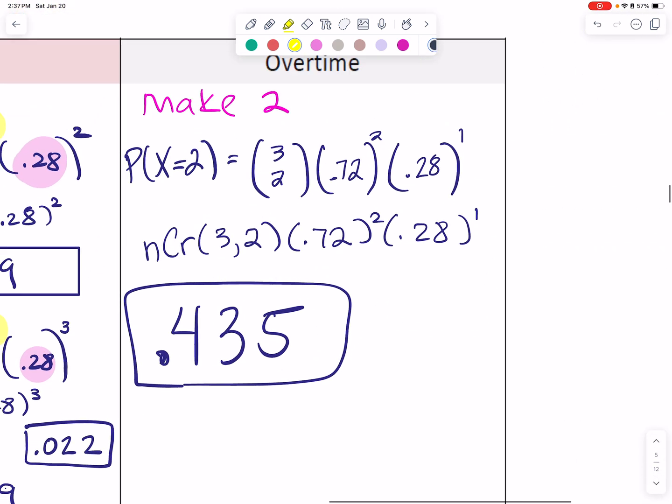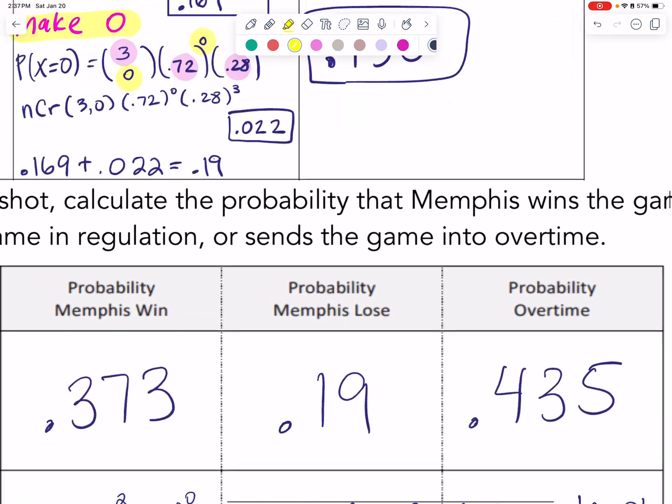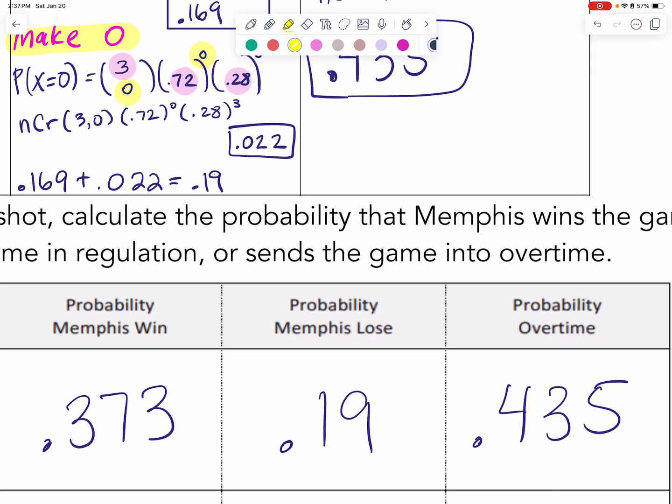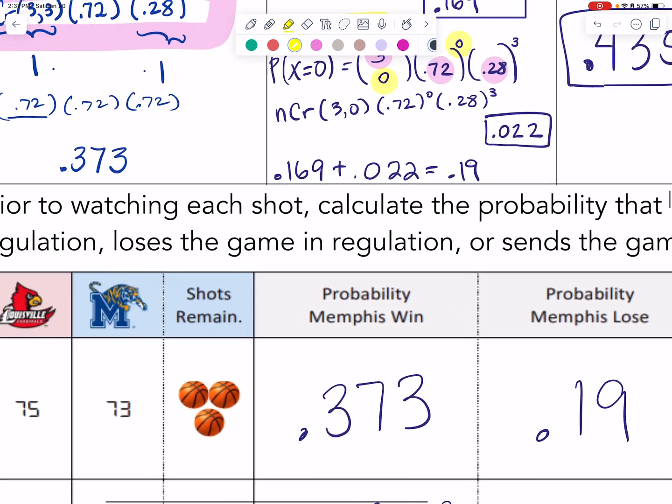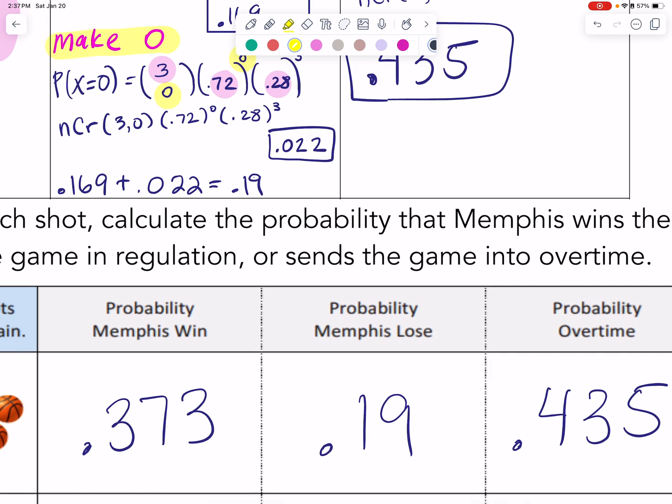And finally, making 2 is going to be these. They're the same. 3 choose 2. That means I have 2 that I made, and then I missed 1. So this I'm just going to carry down here. It is going to be 30, which is right from above, 37.3%, 19%, and 43.5%.